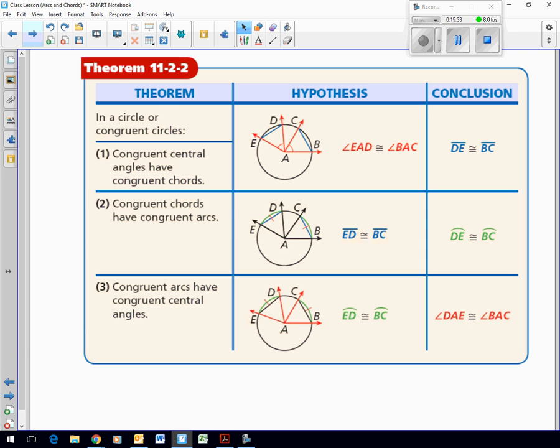We get to this theorem or set of theorems. You don't have to write all this down so long as you listen. In a circle or congruent circles, congruent central angles have congruent chords. Congruent chords have congruent arcs, and congruent arcs have congruent central angles.